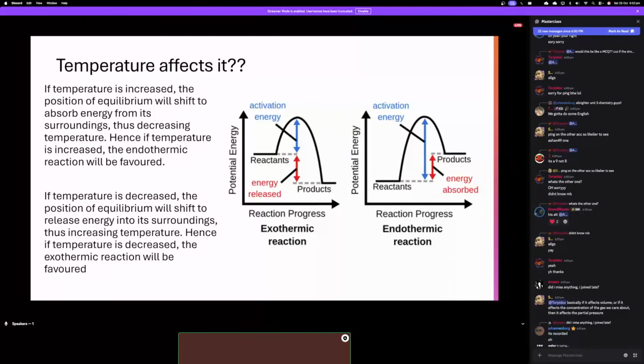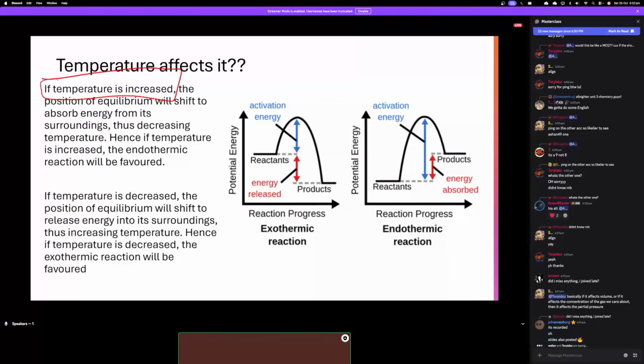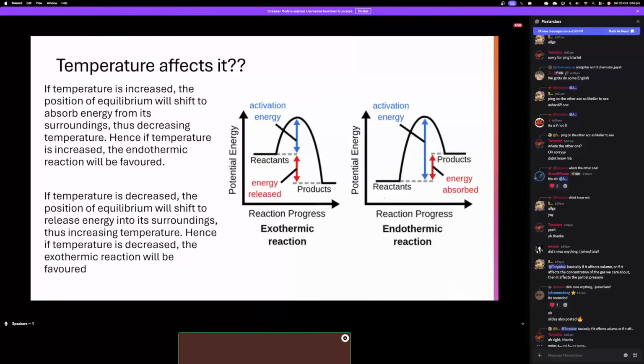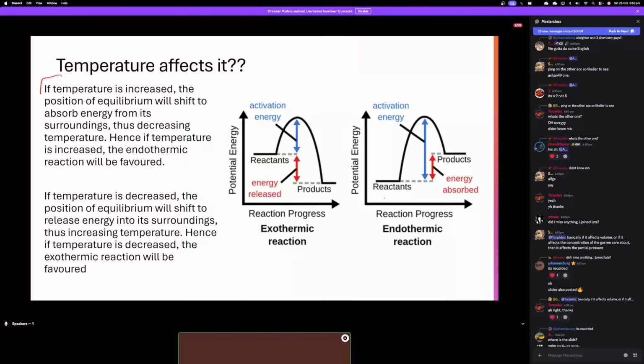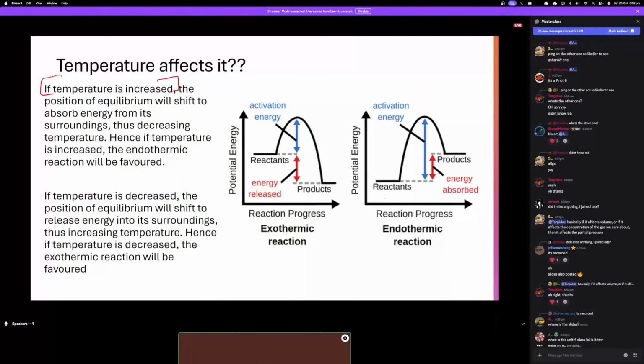This is fairly simple. If the temperature is increased, the position of equilibrium wants to shift so that we will decrease temperature again, right? So if temperature is increased, we want to try and take energy out of the surroundings to lower the temperature.